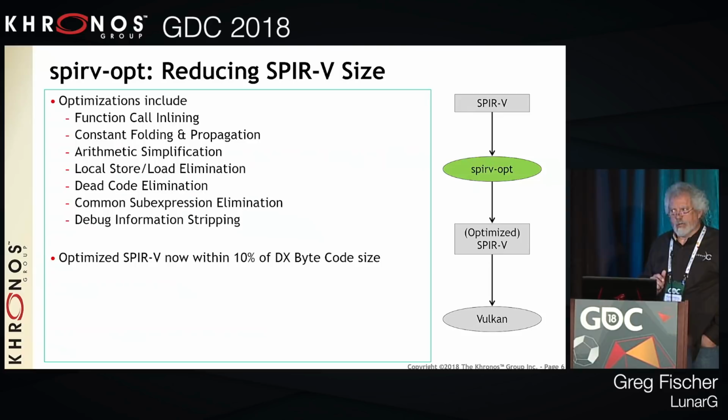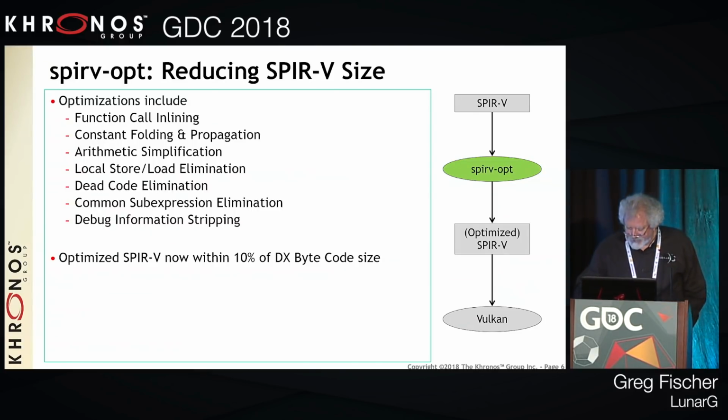Recent measurements are showing us within 10% of DX bytecode size. So we're pretty happy with that. We feel we're fairly close. For some games with quite a number of shaders, the original size of SPIR-V had been fairly large and almost prohibitive in some cases. So the idea of getting these down to the neighborhood of DX bytecode was something that was considered desirable.